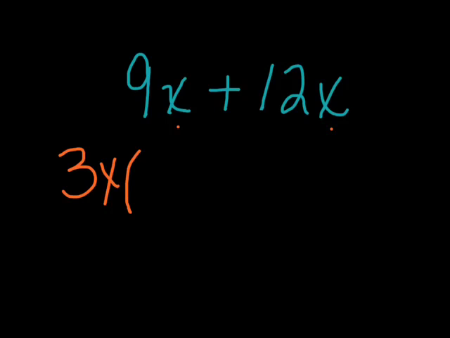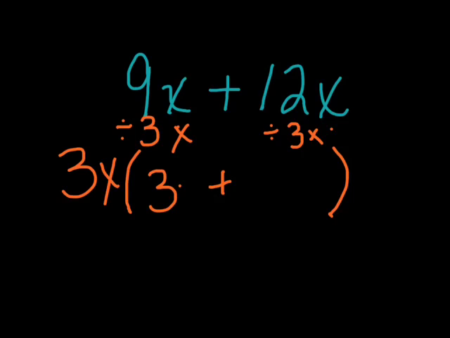So to find what goes inside the parentheses, I ask myself what 9x divided by 3x is. 9 divided by 3 is 3, and x divided by x is just 1, so 3 times 1 is just 3. And 12x divided by 3x gives me 4, because 12 divided by 3 is 4, and x divided by x is just 1, and 4 times 1 is 4. So when I factor 9x plus 12x, I get 3x times the quantity 3 plus 4.